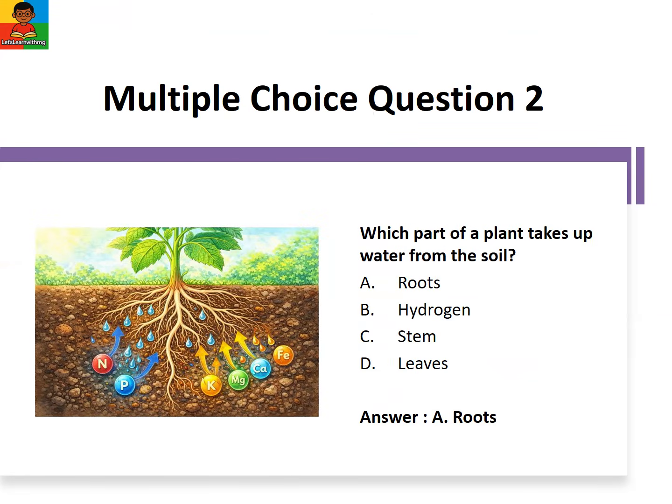Multiple choice question 2. Which part of a plant takes up water from the soil? A. Roots, B. Hydrogen, C. Stem, or D. Leaves. The correct answer is A. Roots.